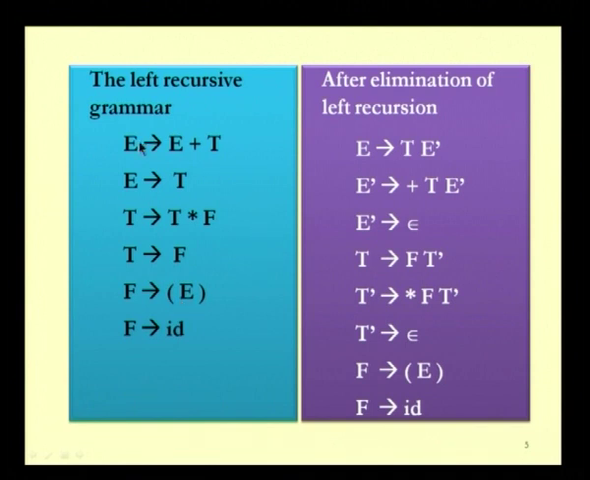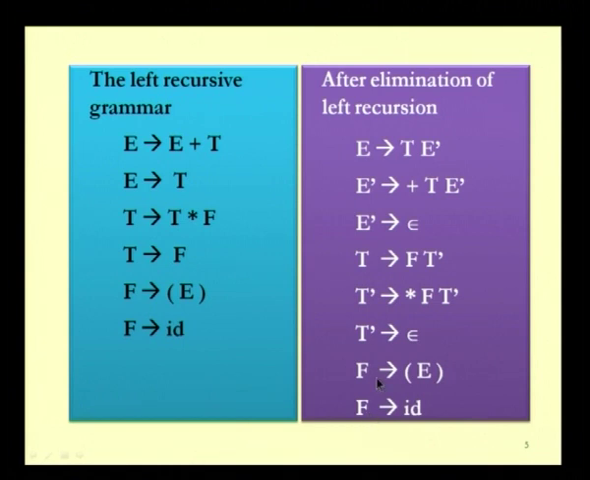Now after eliminating this left recursion, we have the new grammar: E derives T E prime, and E prime derives plus T E prime or epsilon. The next one is T derives F T prime, and T prime derives star F T prime or epsilon. Finally, these two productions are the same as in the given grammar: F derives open bracket E closing bracket, and F derives ID.